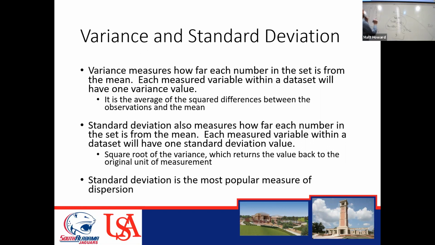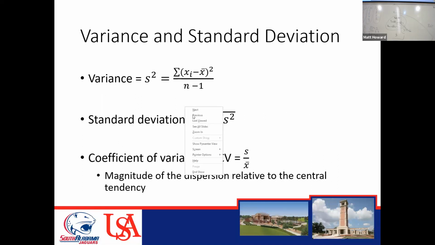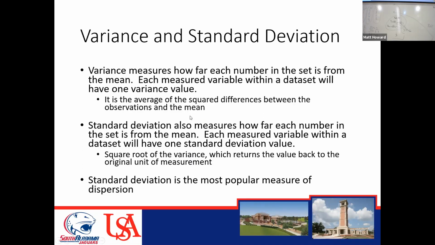The difference between the two is that the variance value is very hard to interpret. I think this is the next slide. So first off, standard deviation is the most popular measure of dispersion, because the variance value is hard to interpret. However, once you take your variance and take the square root of it, that transforms it into a standard deviation. So taking the square root of your variance transforms it into your standard deviation, and the standard deviation is much more interpretable.